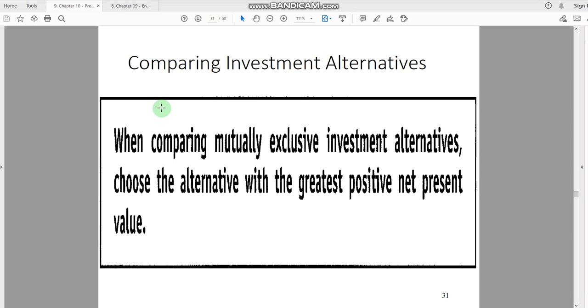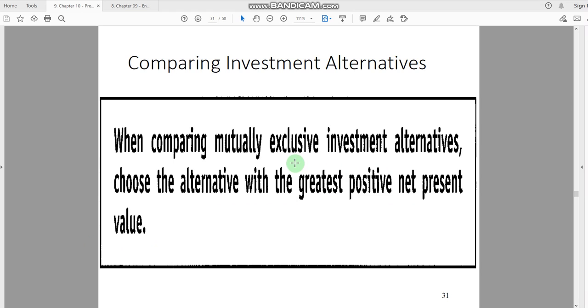Today we have to continue with chapter number 10, and we will try to see how we can compare different investment alternatives, and which alternatives or machineries can give us more interest and better process feasibility. So let's see what we have. When comparing mutually exclusive investment alternatives, choose the alternative with the greatest positive net present value.